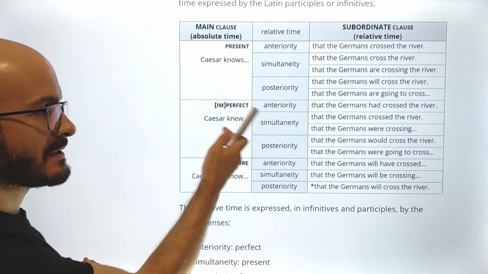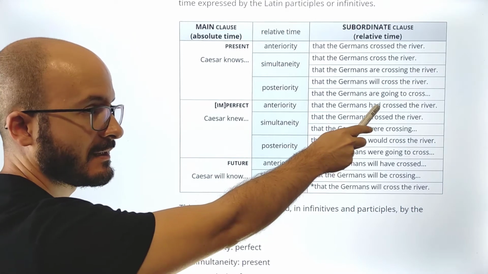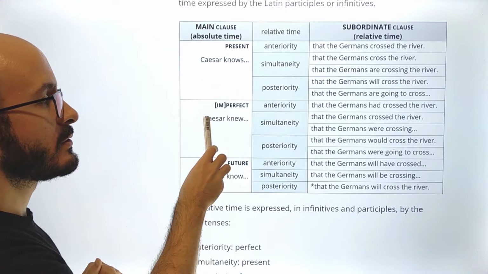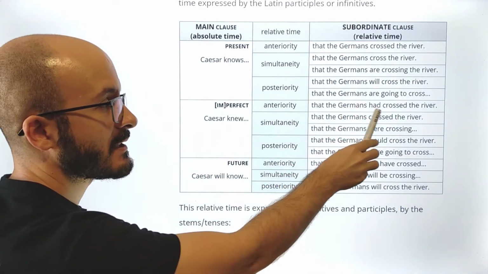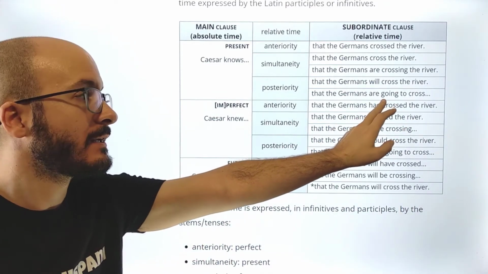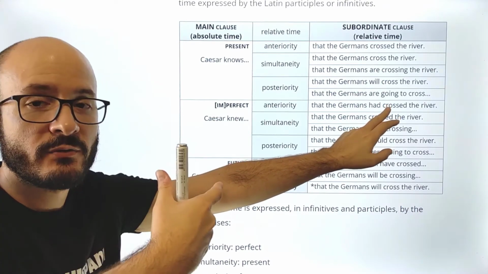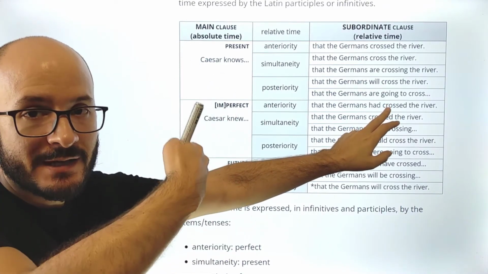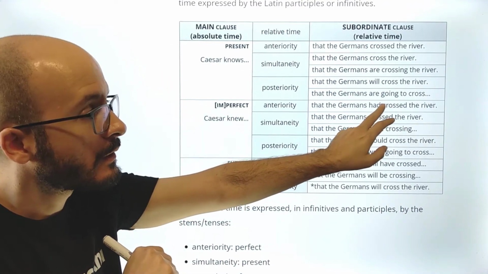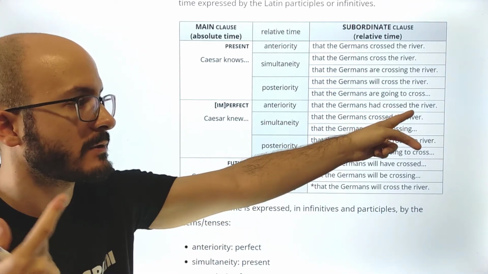So this happened in the past. Now, anteriority. This also happened in the past, but this happened before this, okay? So Caesar knew that the Germans had crossed the river. If you remember when we were studying the pluperfect, we said the pluperfect is something in the past which happened before something also in the past. So here we have the pluperfect. Caesar knew that the Germans had crossed the river.